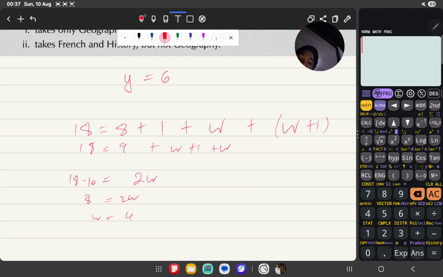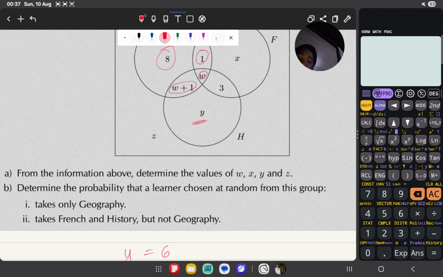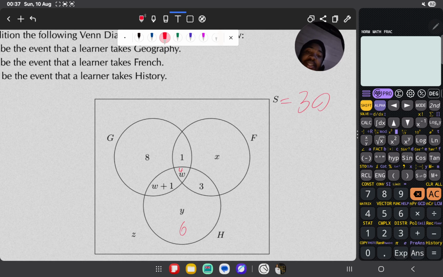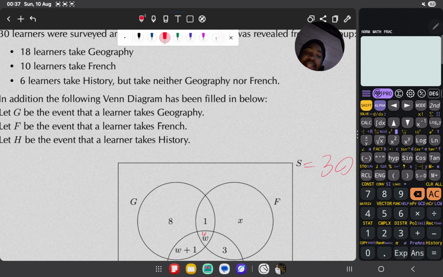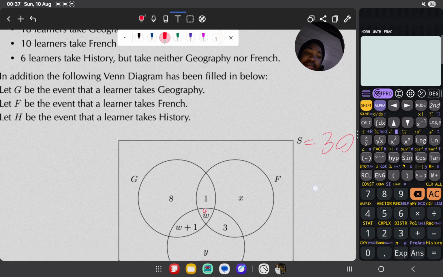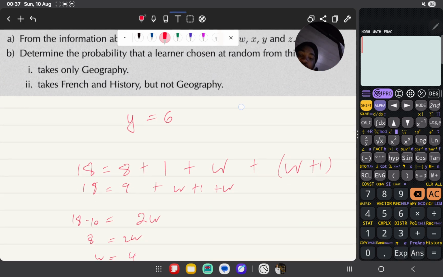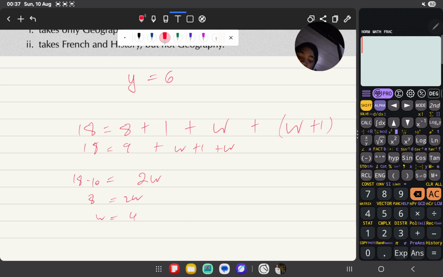So now we have w, which is 4. Perhaps I can write them as well. Say w is 4, w is 4, so this is 4, this is 6. Now I think we can find x, and with x it is the same ideology. Remember, there are 10 learners who take French, so the numbers x and 3 and w and 1 must give you 10, right? So same procedure.